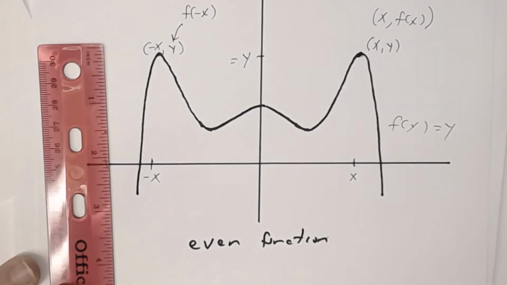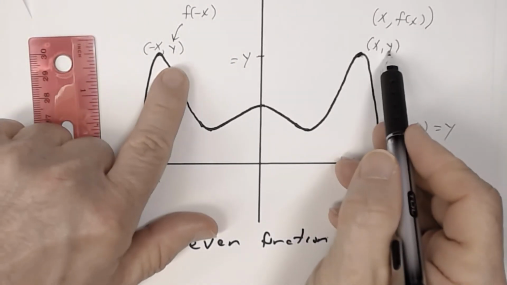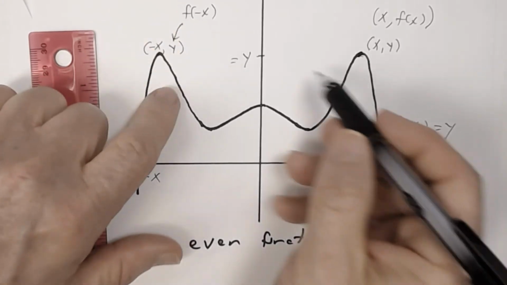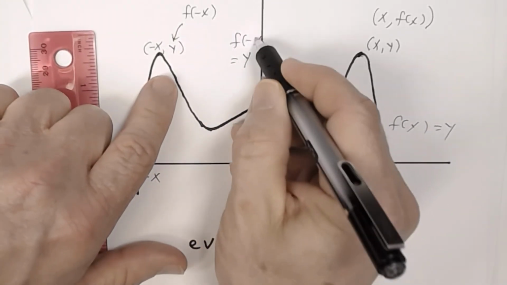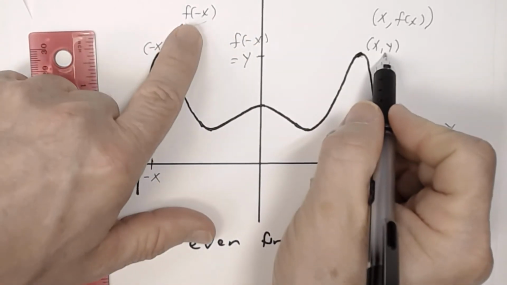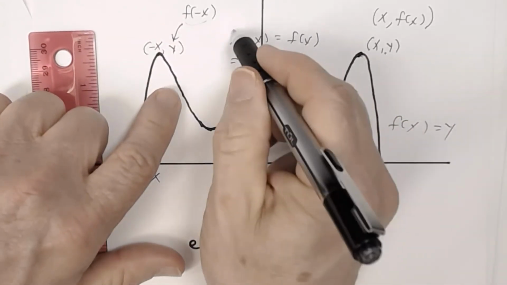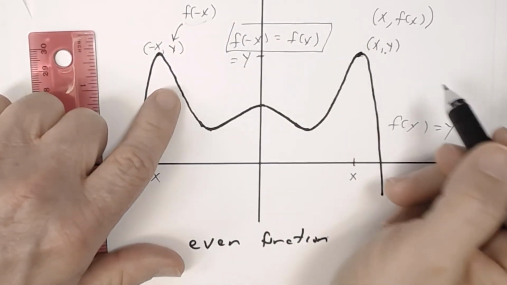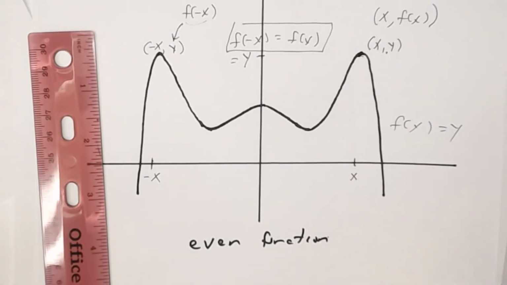What I want you to notice is that the y values are the same. What that means is that f of negative x, this y value and this y value, are the same. So f of negative x has to equal f of x. So here's what I need to remember about this.